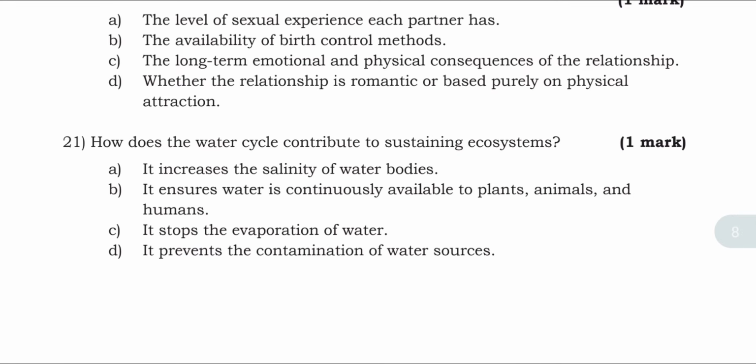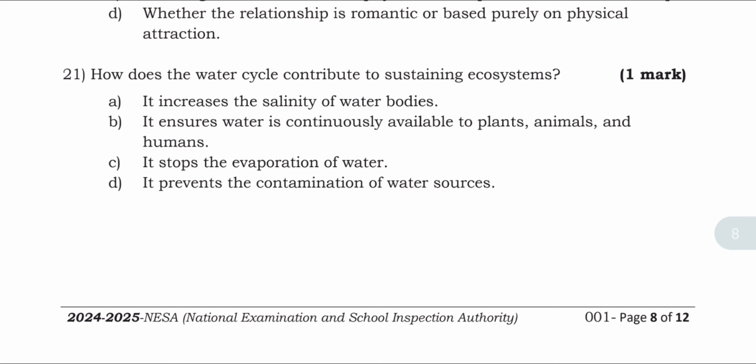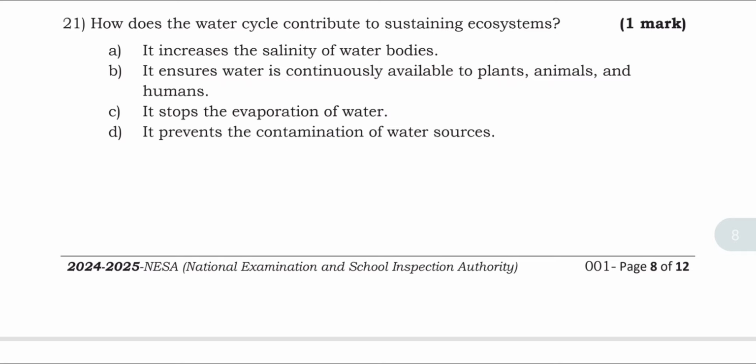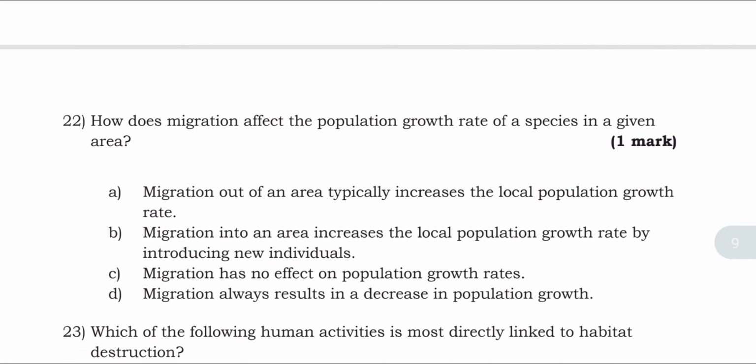How does the water cycle contribute to sustaining ecosystems? A. Increasing the similarity of water bodies. B. Ensures water is continuously available to plants, animals, and humans. C. Stops evaporation of water. D. It prevents contamination of water sources. Here we have to choose the best answer accordingly, okay? In the next video, we shall give you the answer to this one, because we made this video to help you. Okay, 22.